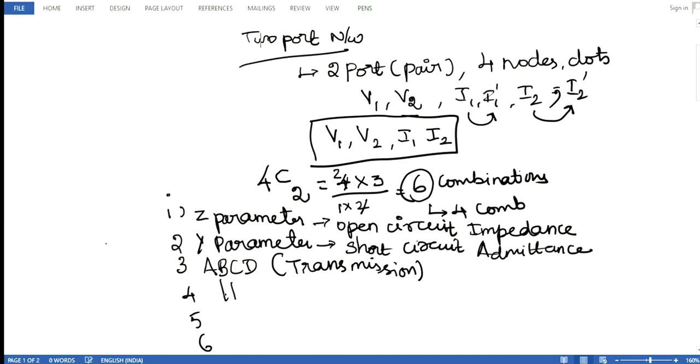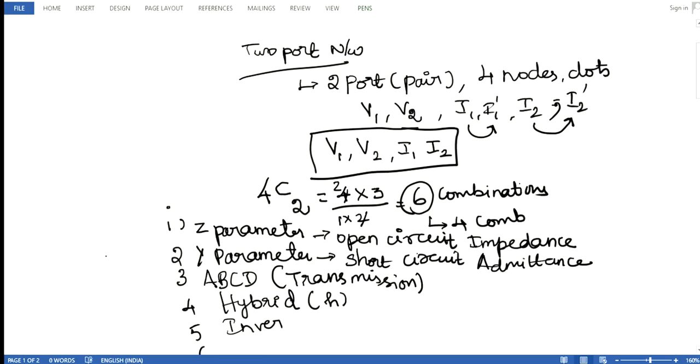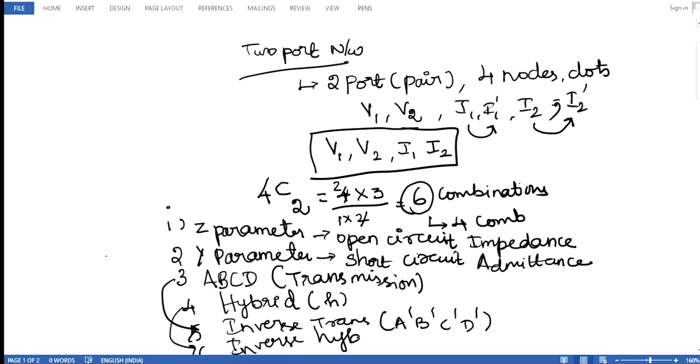The fourth one will be your hybrid parameter, represented by the letter H. And the fifth one will be your inverse transmission, which can be represented as A dash, B dash, C dash, and D dash. And the last one, the opposite, is the inverse hybrid parameters, represented by the letter G.